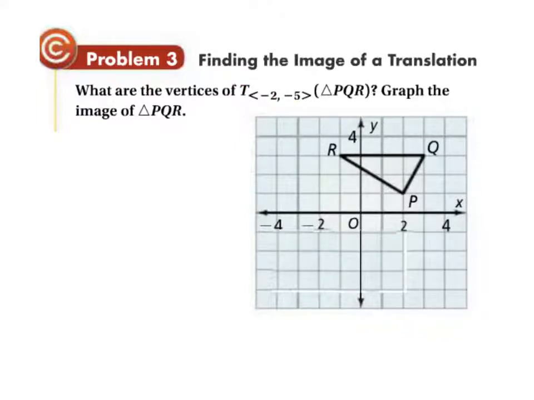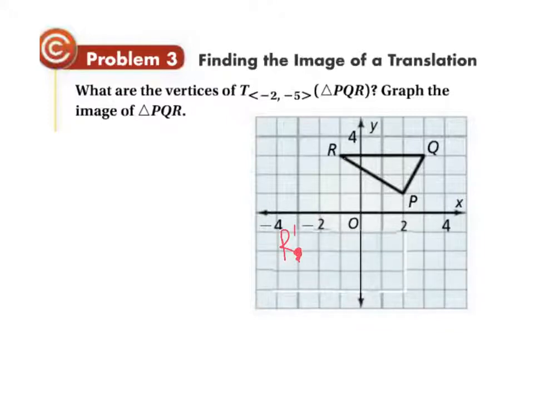So I'm going to take every one of these points, take R for instance, and I'm going to go 2 units right, or I'm sorry, 2 units left because it's negative, and then 5 units down because it's negative: 1, 2, 3, 4, 5. And that spot right there is my new R, so I'm going to label that R prime.